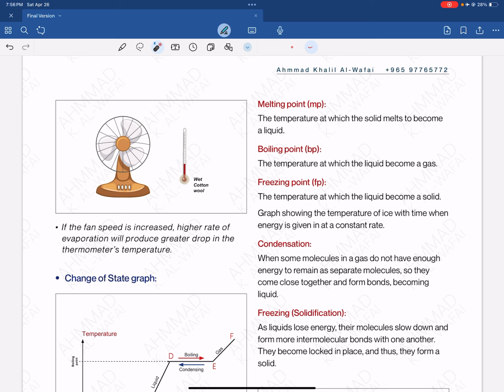And that was basically the ideas of temperature, states of matter, change in state, and Brownian motion altogether. Thank you.